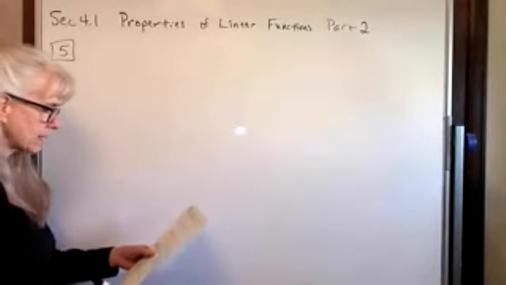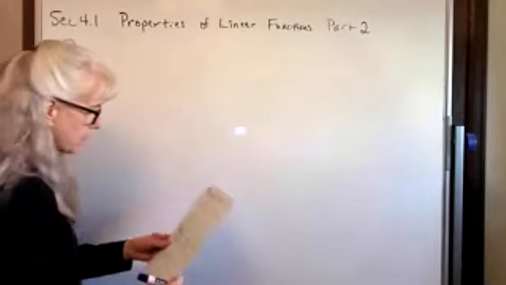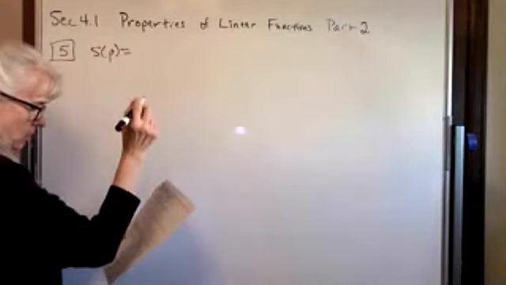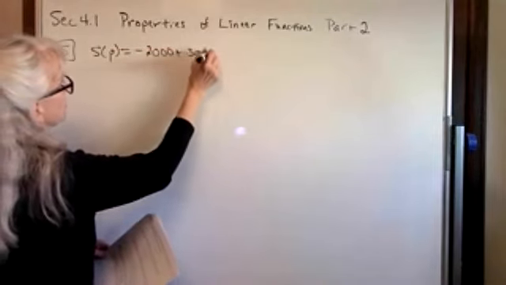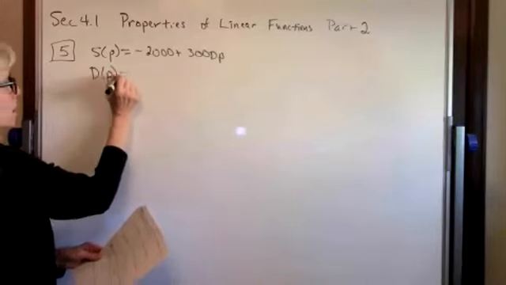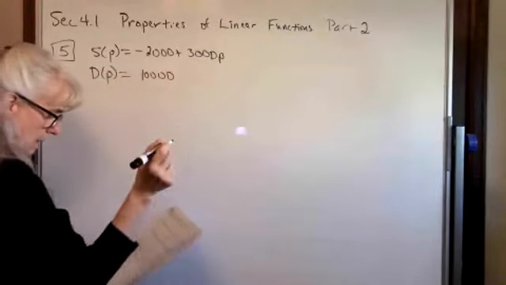Suppose that the quantity supplied S and the quantity demanded of hot dogs at a baseball game are given by the following functions. So I have S of P, which is equal to negative 2,000 plus 3,000P, and I have D of P, which is equal to 10,000 minus 1,000P.